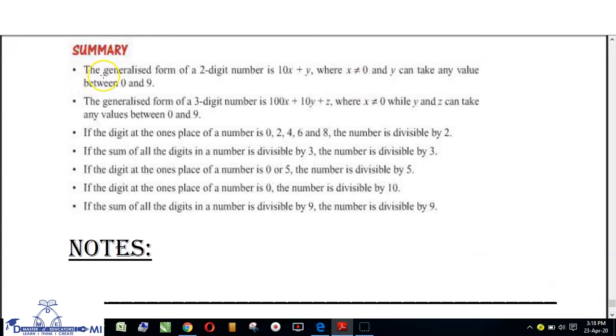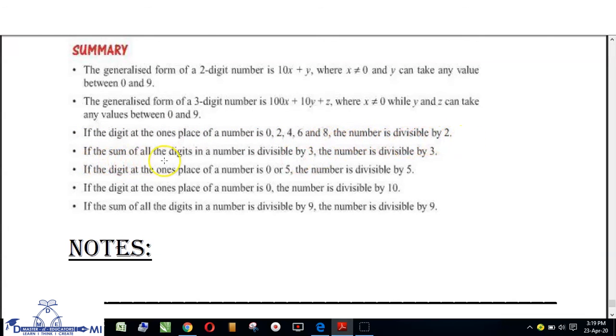In summary, the general form of a two-digit number is 10x plus y, where x is not equal to 0 and y can take any value between 0 and 9. Second, the generalized form of a three-digit number is 100x plus 10y plus z, where x is not equal to 0, while y and z can take any value between 0 and 9. Then, if the digit at the ones place of a number is 0, 2, 4, 6 or 8, the number is divisible by 2.